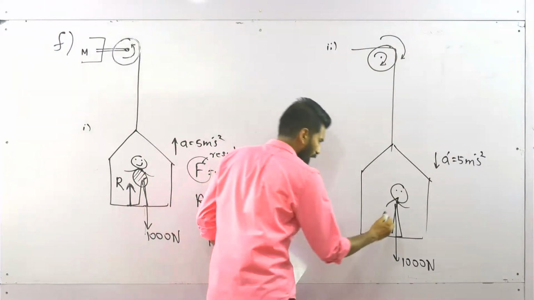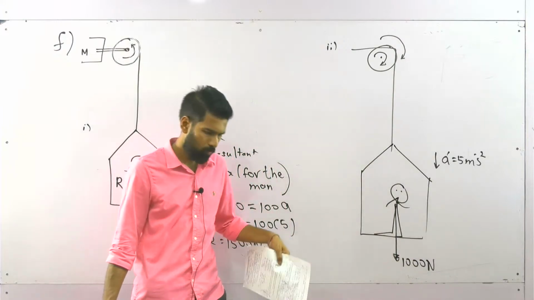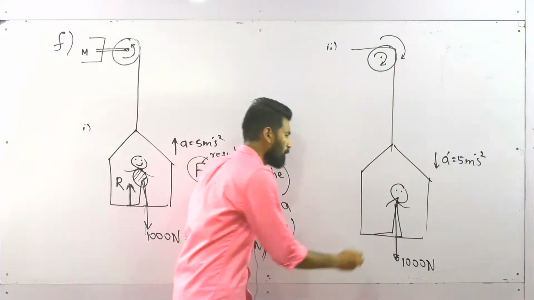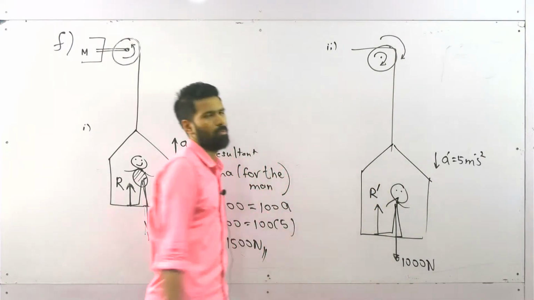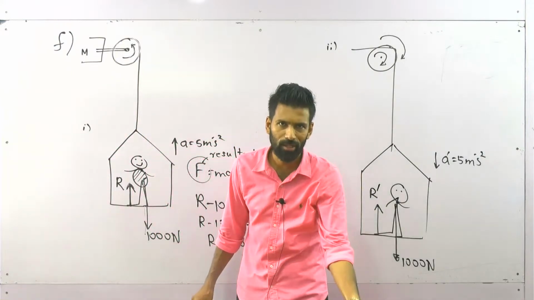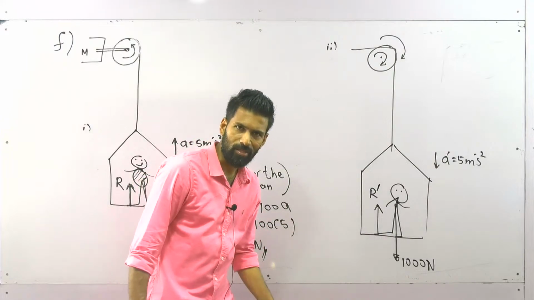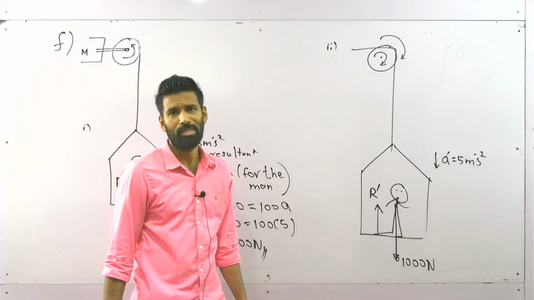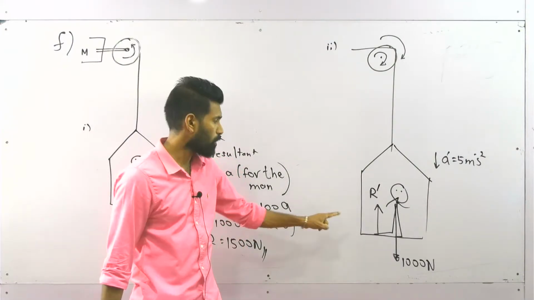The weight acts downward on him, 1000, and he pushes the ground downward, and from the ground there's a normal reaction created on him upward, R dash now. It won't change. The gravitational pull is downward, and the man pushes the ground downward by his legs. That acts on the cage. Don't need to consider that. We are considering the man. So the cage acts a normal reaction force upward on the man.